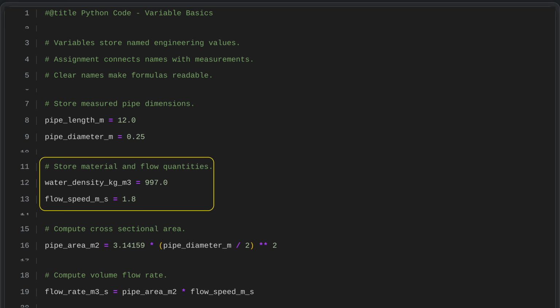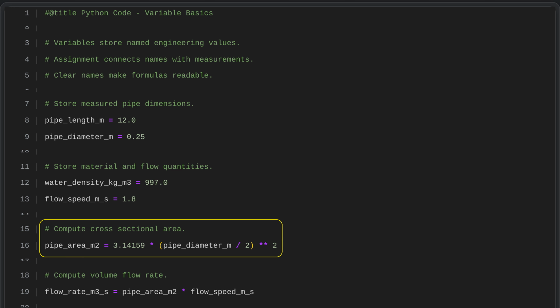Set the water density to 997 kilograms per cubic meter and the flow speed to 1.8 meters per second. These values describe the water's mass per volume and how quickly it moves through the pipe, which are needed to calculate flow behavior. To find a pipe's cross-sectional area, use the area of a circle.